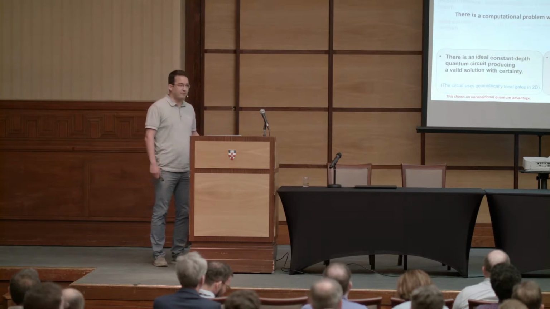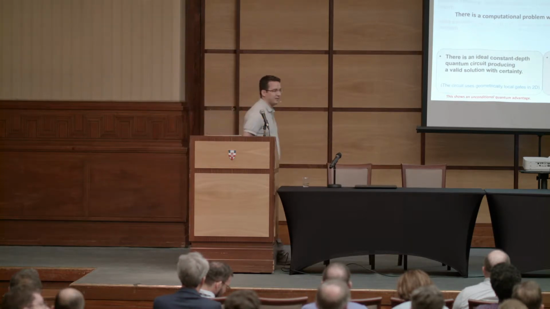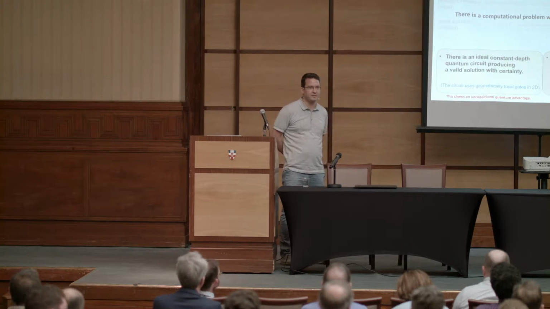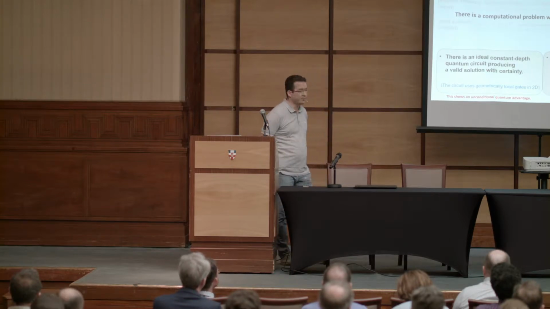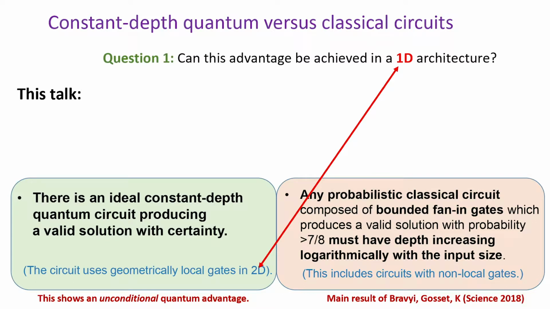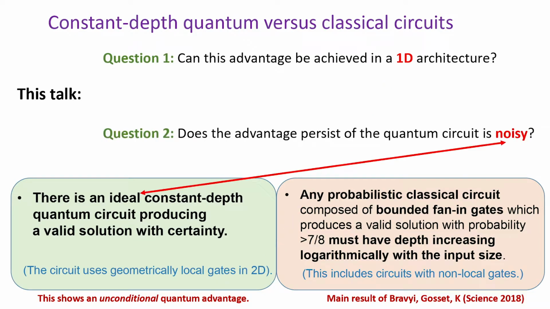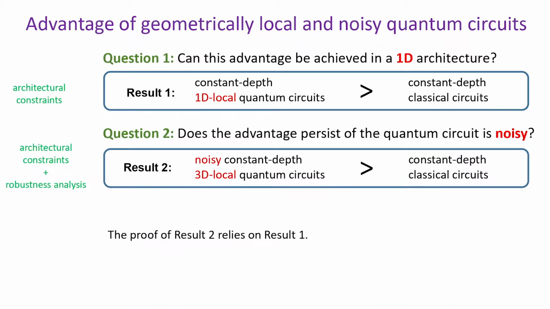What I would like to discuss today are two extensions of this result. The first question we ask is whether we can do this in a one-dimensional geometry instead of a two-dimensional geometry. Of course, that's easier experimentally. The second question is more important, especially for this conference: we ask whether this advantage persists if the circuit is noisy. So can we even see an advantage in that case? The answer to this question turns out to be positive in both cases.